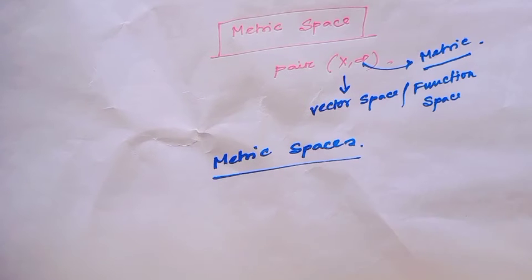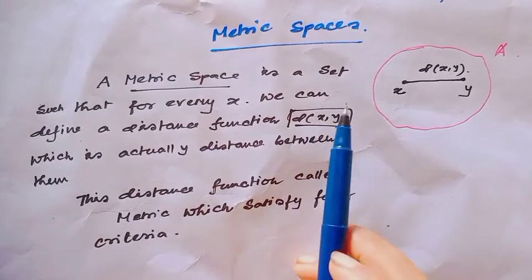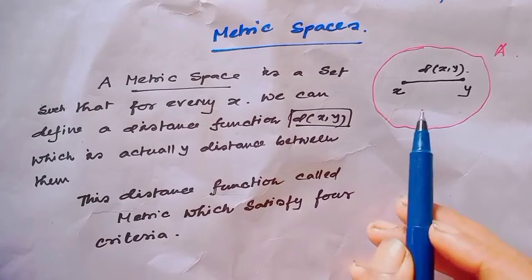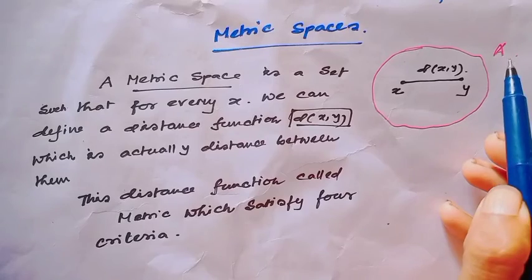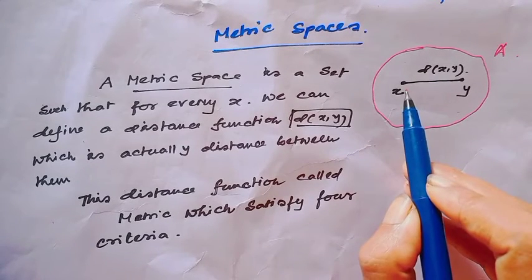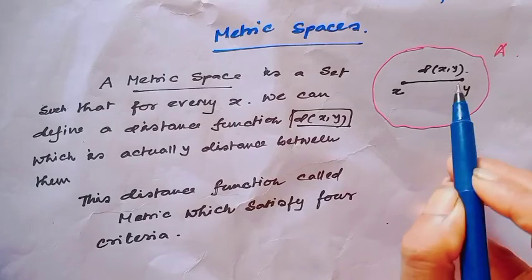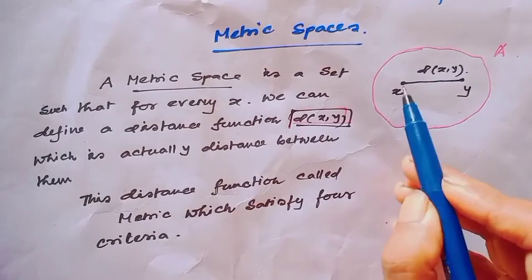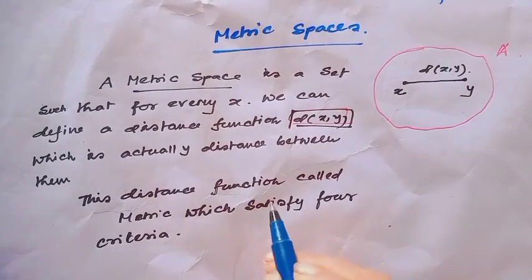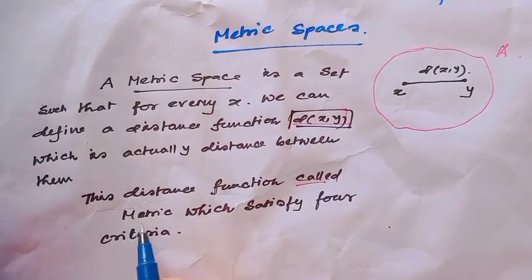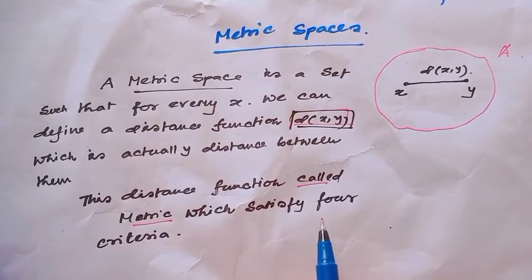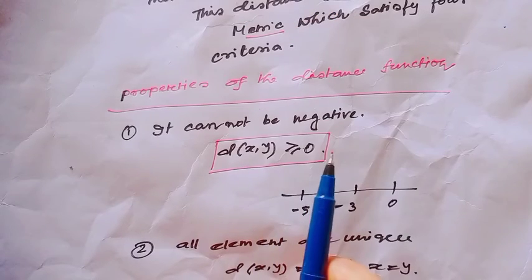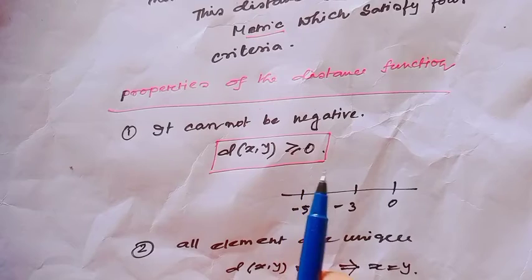At first I will say how to mathematically define the distance of any two vectors. Mathematically, a metric space is a set such that for every x in the set A, we can define the distance between two points x and y, which is denoted as d(x, y). This distance function is called a metric, which satisfies 4 criteria. First, it cannot be negative. The distance function is always greater than or equal to 0.